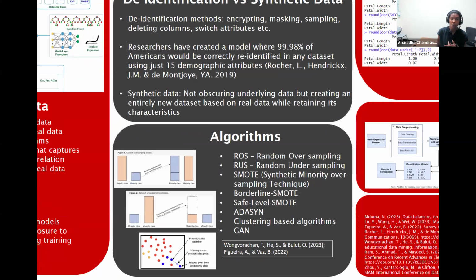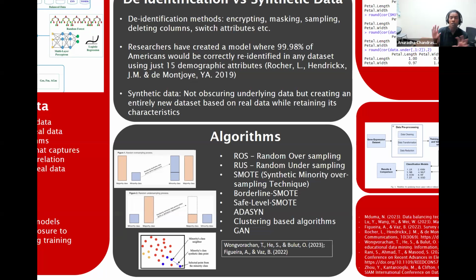So we have random oversampling, random undersampling, SMOTE, which is synthetic minority oversampling technique. ROS and RUS basically use the existing data, but SMOTE is different because it's creating a new data point around the minority data points using k-nearest neighbor algorithms. That's the difference between oversampling, undersampling, and SMOTE. Because with oversampling and undersampling, you're still working with the same data set.